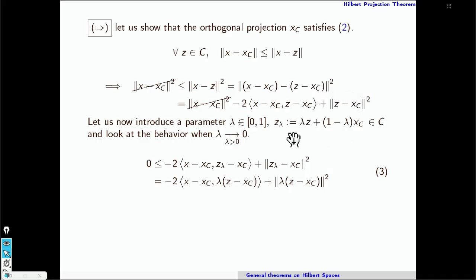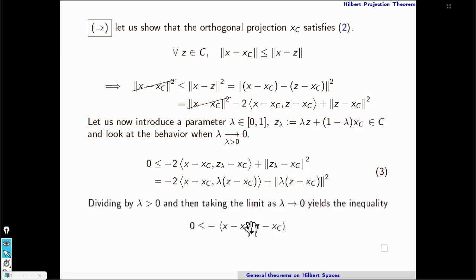This inequality also holds for z_lambda, and if I do z_lambda minus x_C, I'm left with a lambda factor times z minus x_C. And here I do have lambda with the power 1 and here lambda with the power 2. I simplify one of the lambdas, and it does not change the direction of the inequality because lambda is positive, and obtain a term that is independent of lambda, and here lambda times something. So in the limit as lambda goes to 0, this term will go to 0. I'm left with what I want.